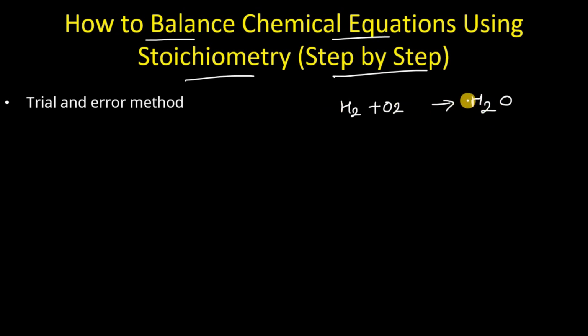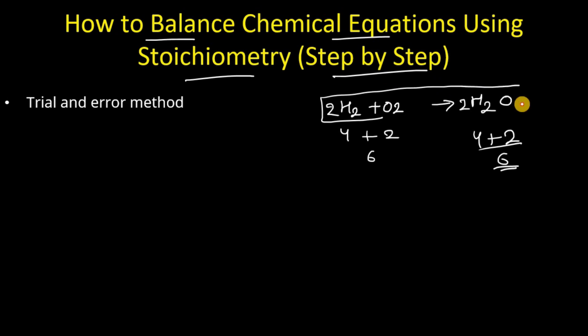It will be balanced when I simply write 2 here, and I'll write 2 here. Now if you see, 2 times 2 is 4, the number of atoms of hydrogen is 4 here, the number of atoms of oxygen is 2 here, and the number of atoms of hydrogen is 4 here plus 2 here. So the total is 6 here and also 6 here. Now this is the balanced equation, right? So what I did here, I applied the trial and error method, right?